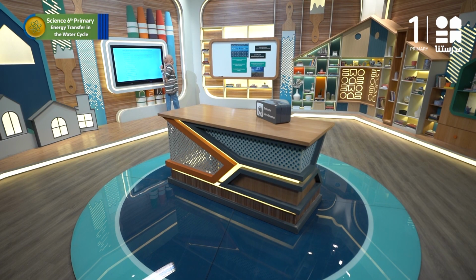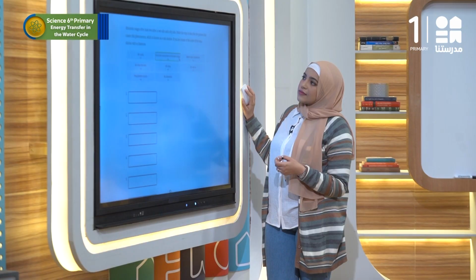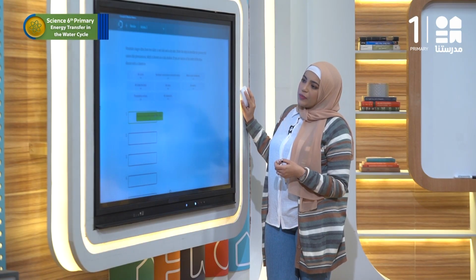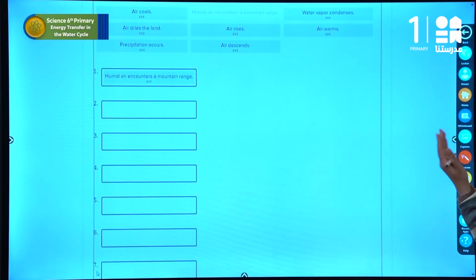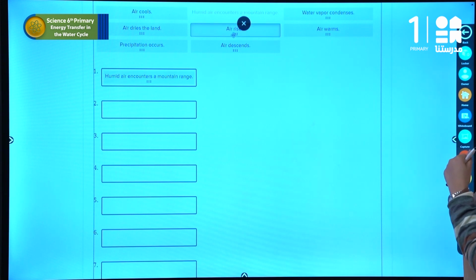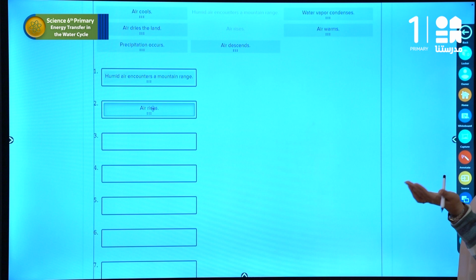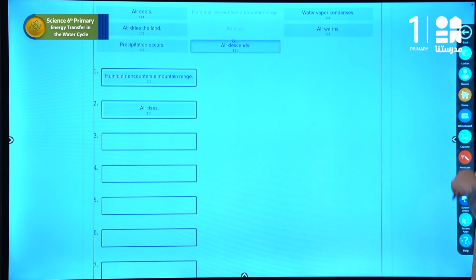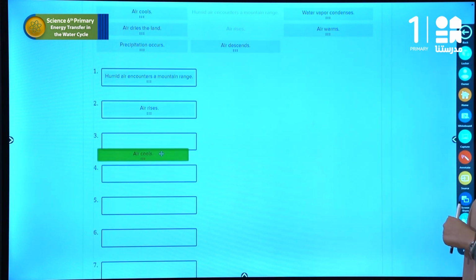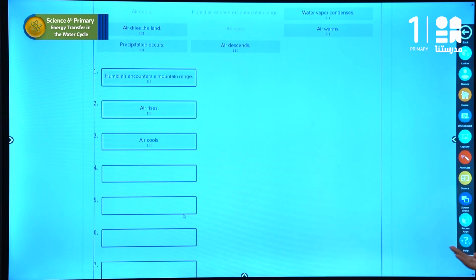At the beginning, what happens is humid air encounters a mountain range. And we will just drag and drop them. After humid air encounters a mountain range, what do you think will happen? Air will rise. After air rises, because of the cold temperature at the top of the mountain, air will cool. Then after air cools, what will happen? Condensation will happen, in which the water vapor will condense.